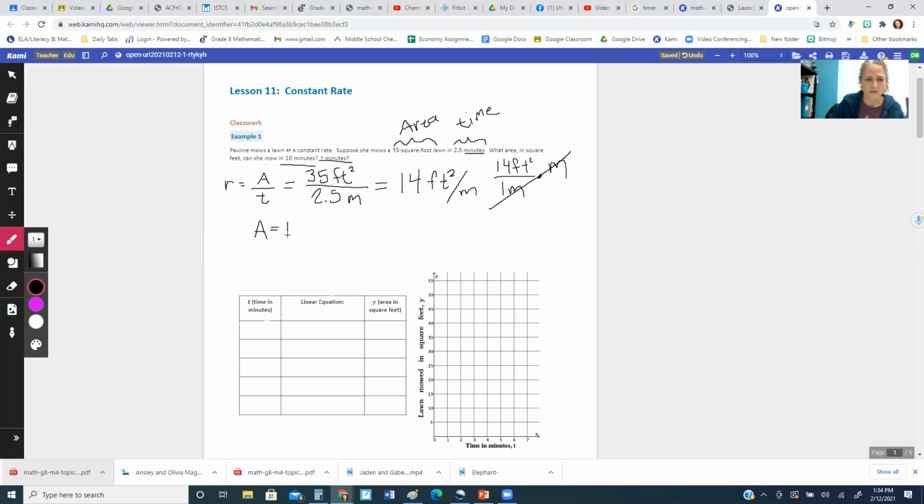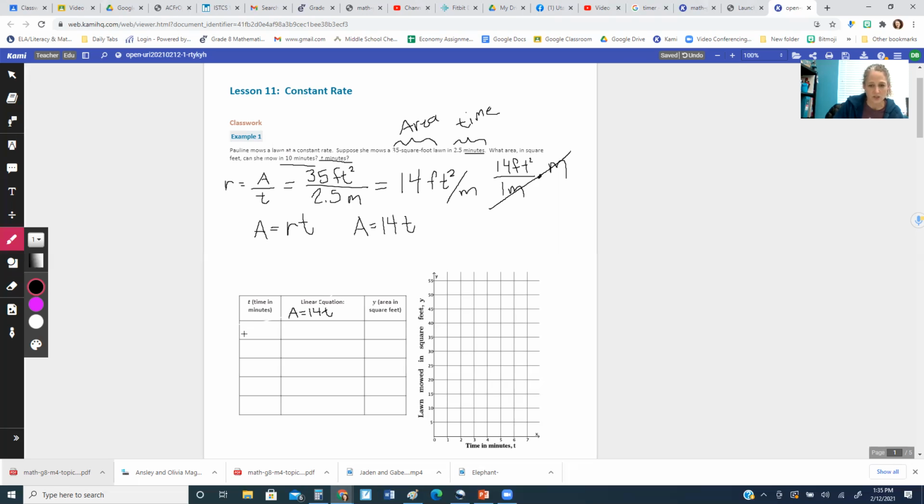So if I multiply the rate times the time, I don't know what the time is, but I know it's in minutes. Then the minutes go away and I'm left with feet, okay? So area equals rate times time. Well, we know the rate, so I don't need an R there. Area equals 14 T. I don't know what T is. So that's our general linear equation. Area equals 14 T, and it's a linear equation. We're going to talk about that in a minute.